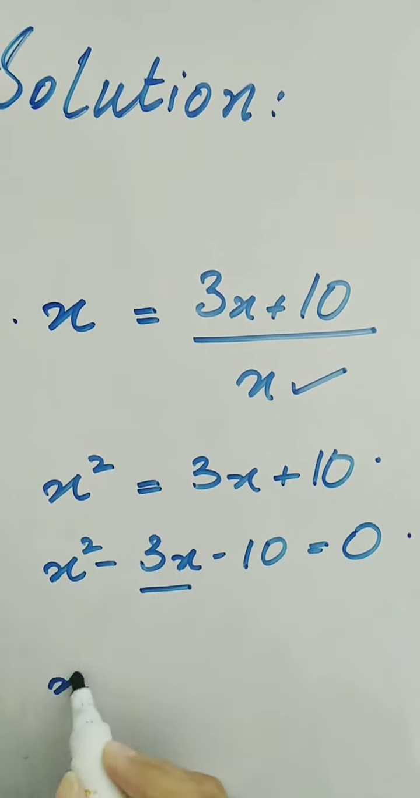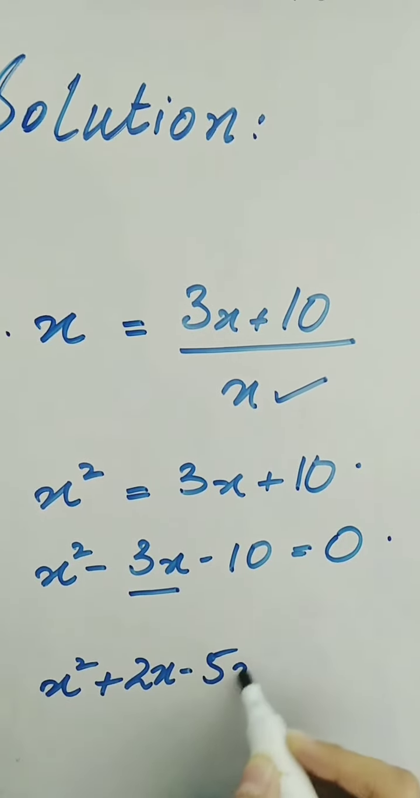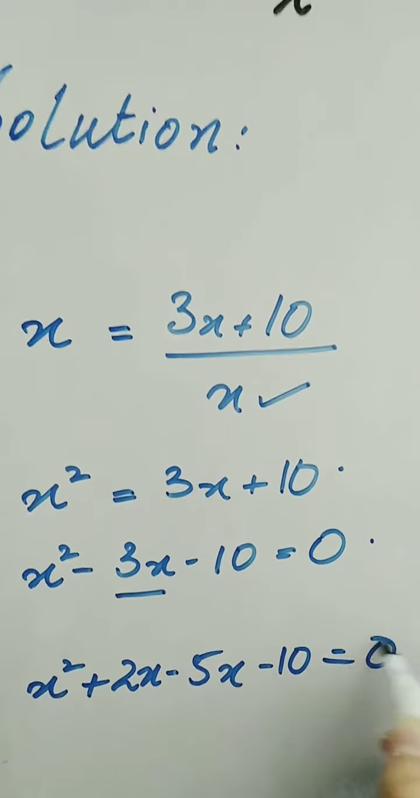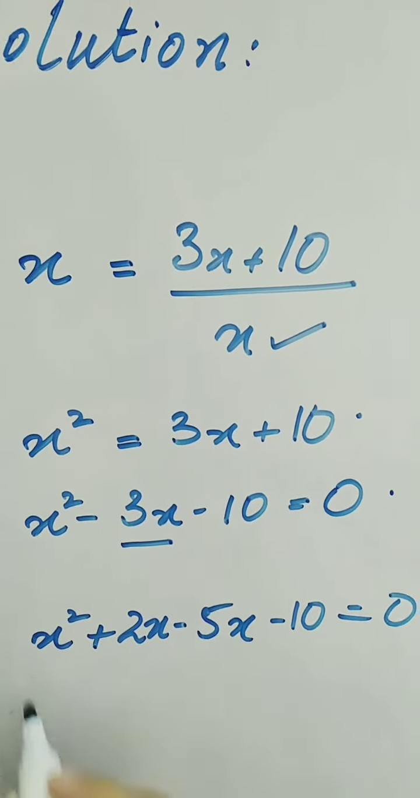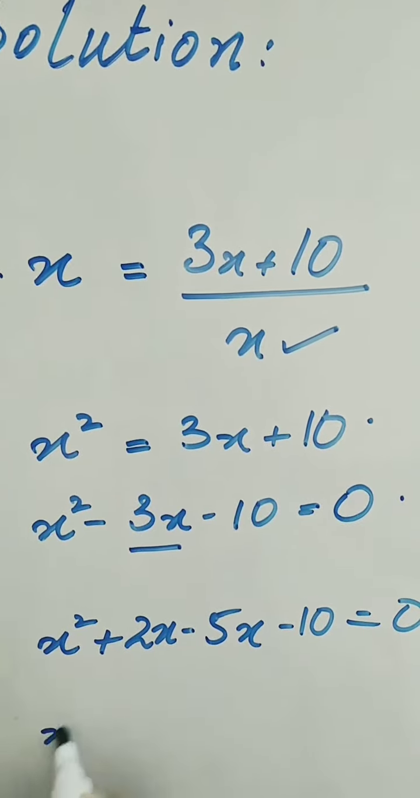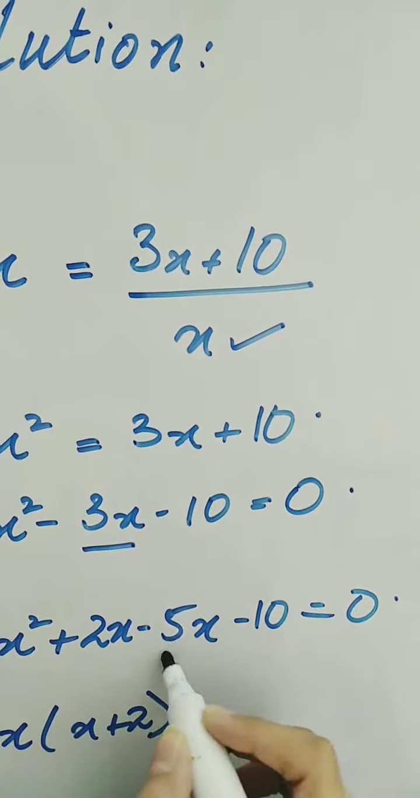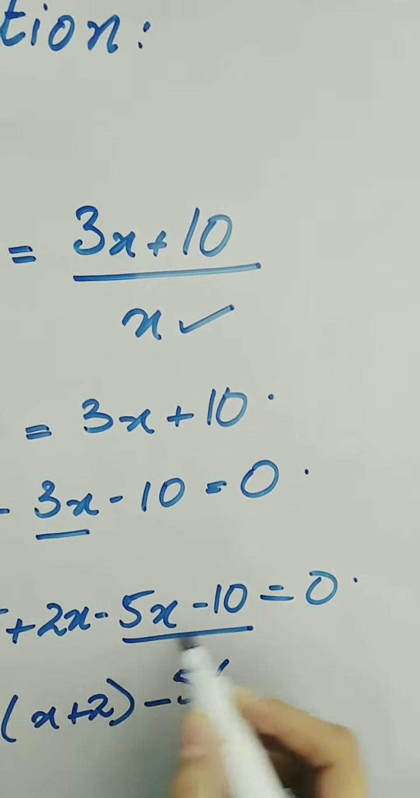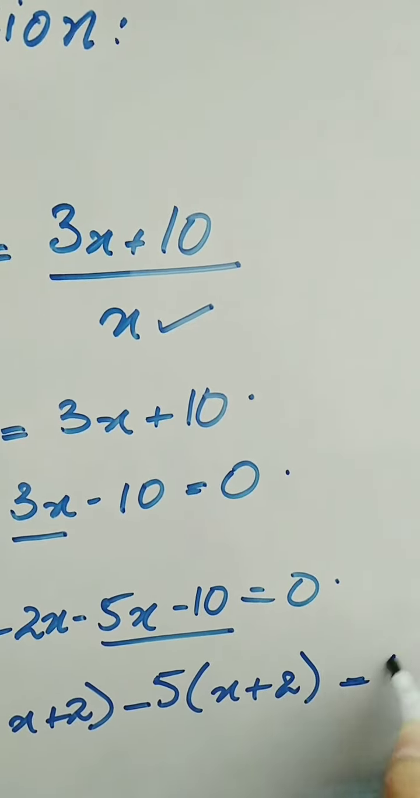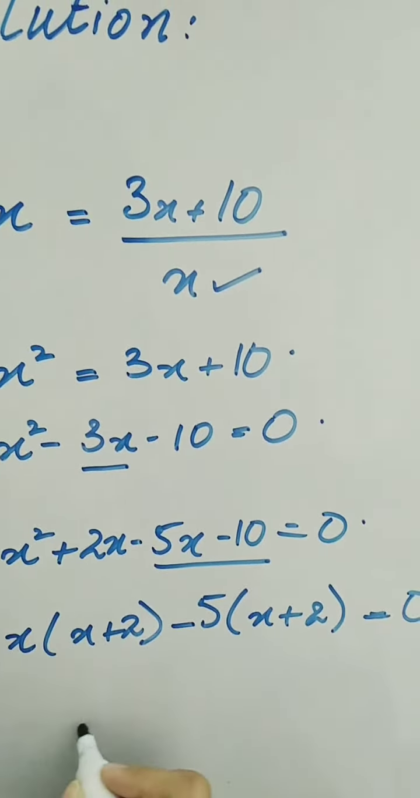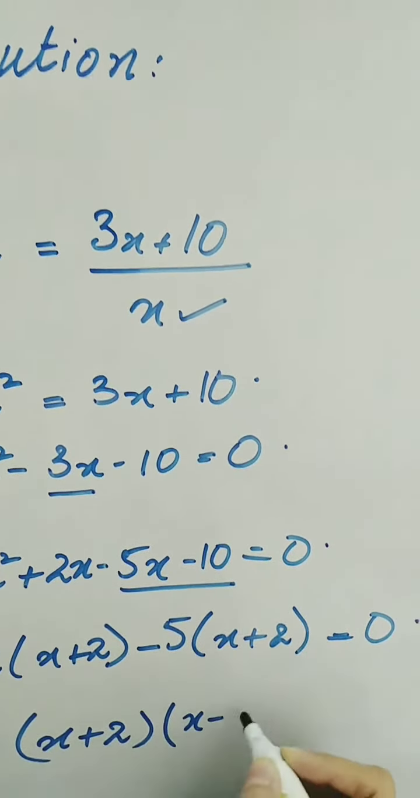If we break these terms into plus 2x and minus 5x, then we will easily get the factors, as plus 2x minus 5x is equal to minus 3x. If we take common x from here, we will have x plus 2 inside the bracket, and if we take minus 5 common from these terms, we will have x plus 2 inside the bracket as well. So the factors come out as x plus 2 and x minus 5.